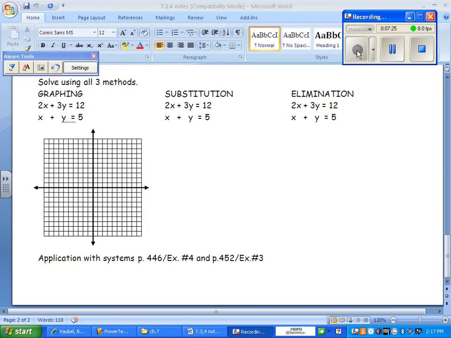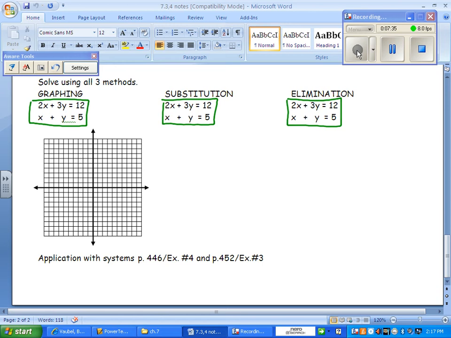Alright, the last thing on the bottom is if you take the same system, notice that this is the same as this. The system is the same. There are two lines. And whether you do graphing, substitution, or elimination, you will get the same answer. So we're going to go through all methods. So the top equation here, to get y alone, I'm going to subtract 2x, and I'll have 3y equals a negative 2x plus 12. Divide everybody by a 3. And you're going to get y equals a negative 2/3 x plus 4.